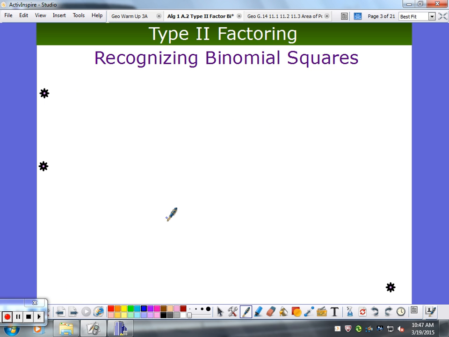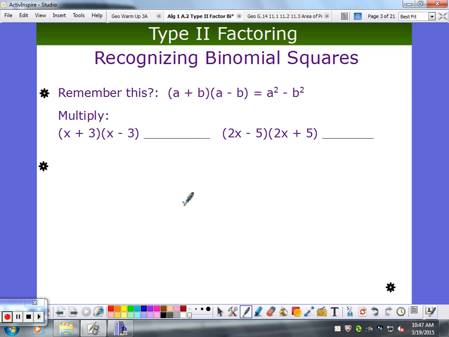All right, here's type 2. What I like about type 2 is there's 2 terms in a type 2. But we need to kind of remember something. But remember this. We were learning how to multiply polynomials, and I said you have to remember this pattern. If you have A and B right there, the same thing, except one's a plus and one's a minus.